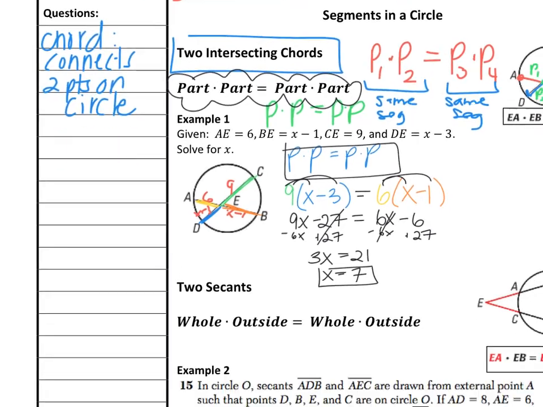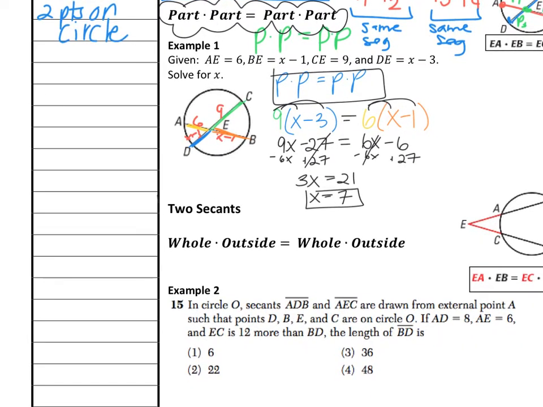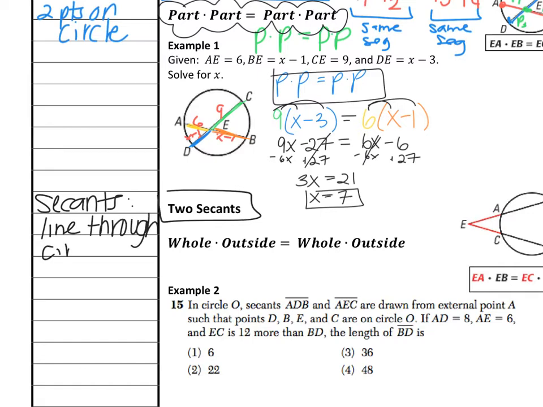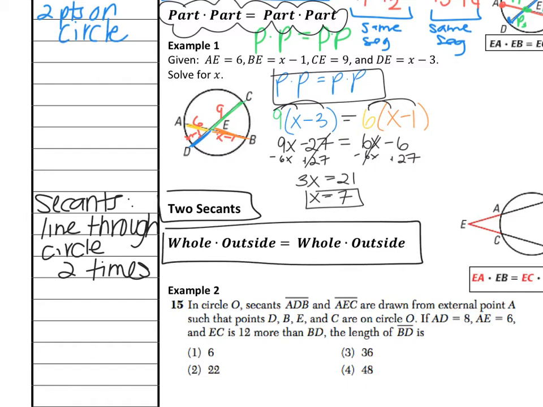In this next one, we're going to talk about two secants. Recall that secants are lines through the circle 2 times. It crosses over your circle twice. And so for our formula here, it's called whole times outside equals whole times outside. The little phrase for it is whoa, whoa. WO equals WO. And the same rule applies that these have to be from the same segment.